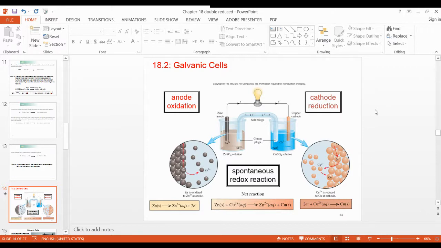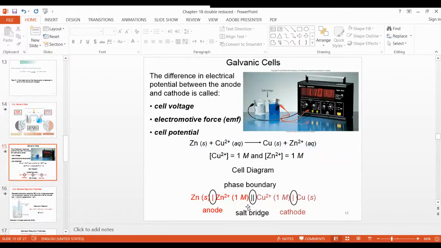In this way you have to write for the anode oxidation reaction. Suppose this is zinc, how to write for the zinc oxidation. Suppose this is copper, this is reduction, how to write reduction, and this is the redox reaction in between. And this is our spontaneous reaction, in which there is no supply of energy, no supply of anything to start the reaction. That is known as spontaneous reaction.